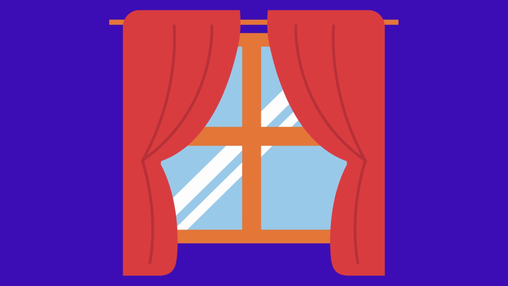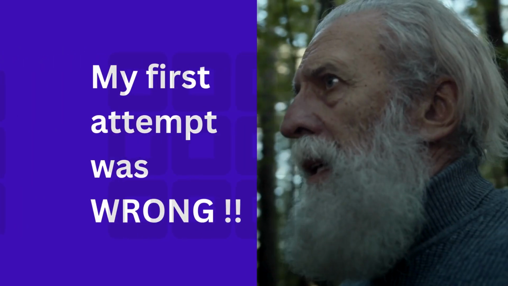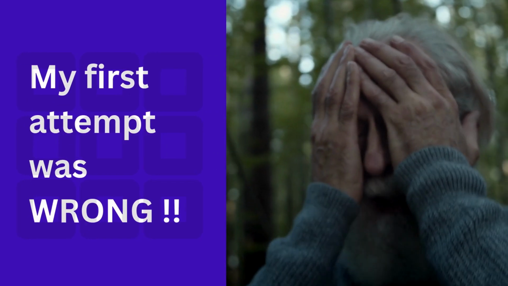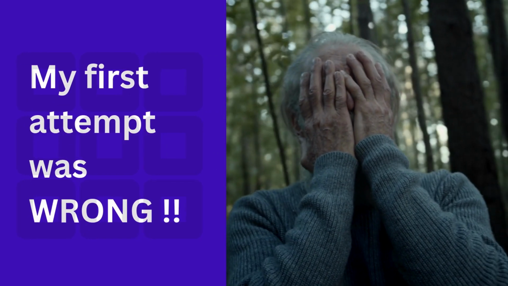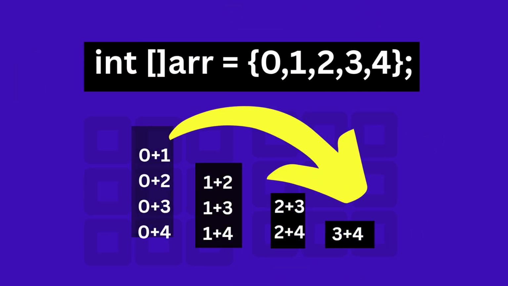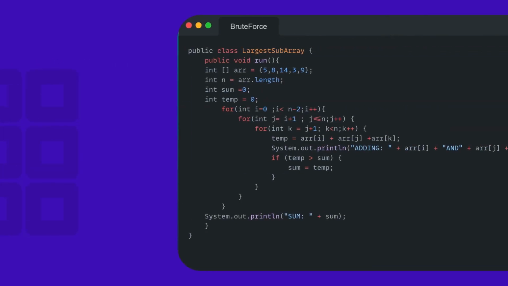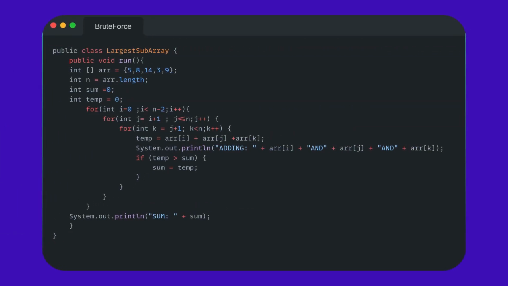at each step. And our problem today is how to find the largest contiguous subarray of different window sizes. My first attempt worked, but it wasn't the most efficient solution, especially for large data and time complexity. Here's why. I checked each possible maximum subarray, which is called the brute force approach, stuck in loops, and the greater the window size, the more complex it gets.